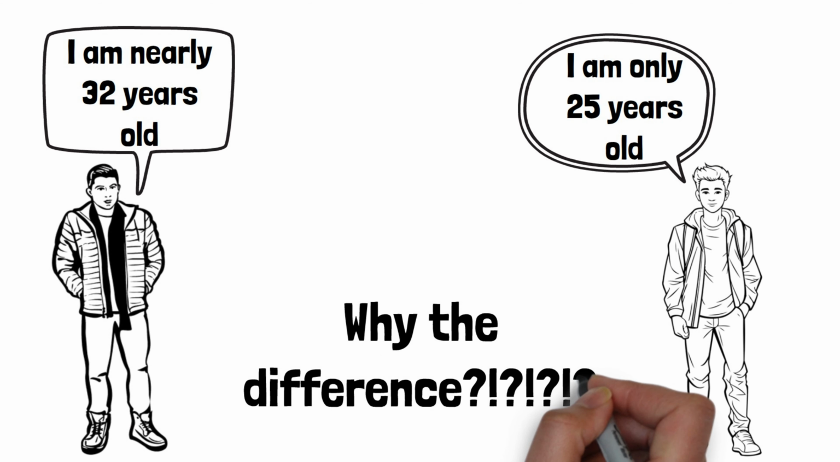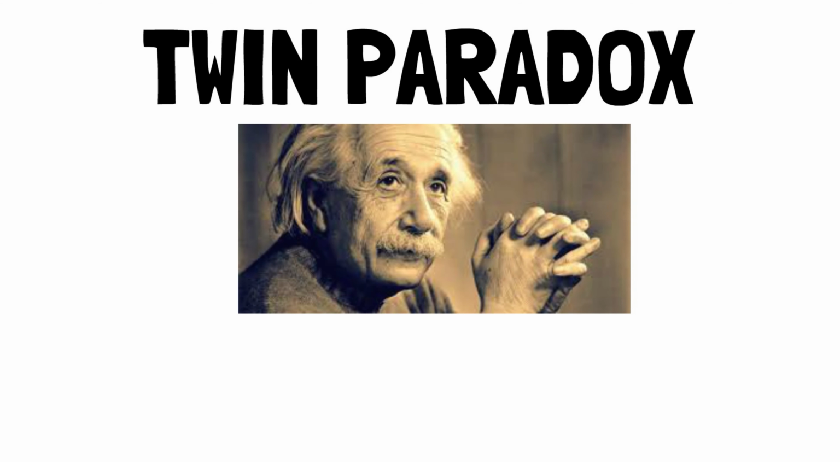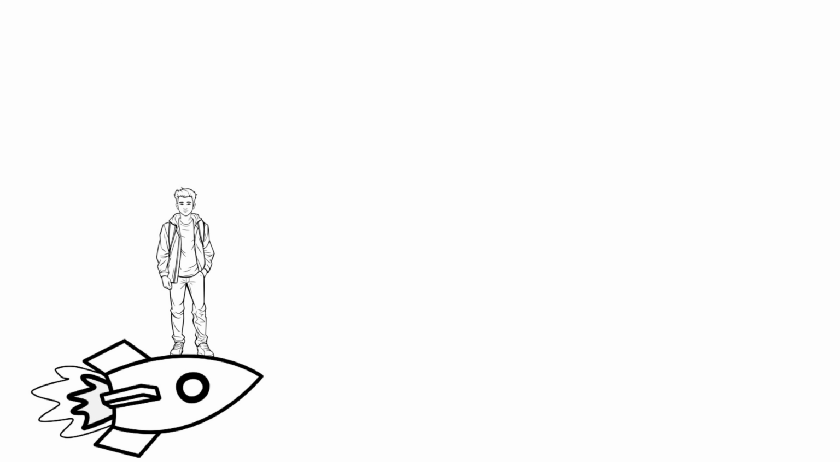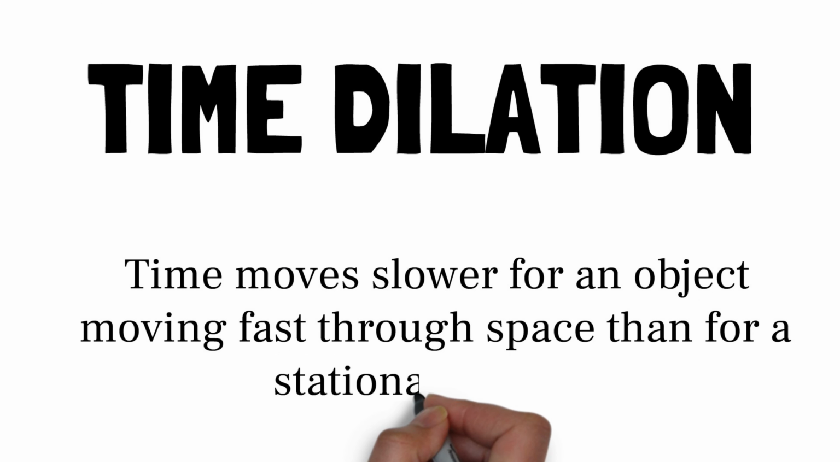But why is there now an age difference? This problem is known as the twin paradox and was proposed by Albert Einstein in 1905. For some reason, time passes faster for Jerry on the spaceship than it does for Ben on Earth. But why is that? The answer lies in a phenomenon called time dilation, which states that time will move slower for an object moving fast through space than for a stationary object.